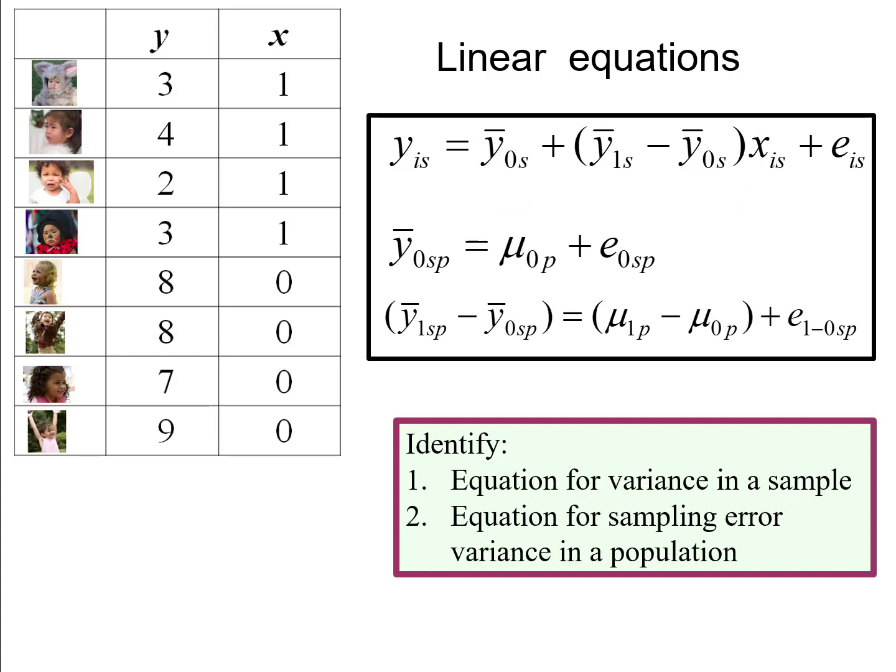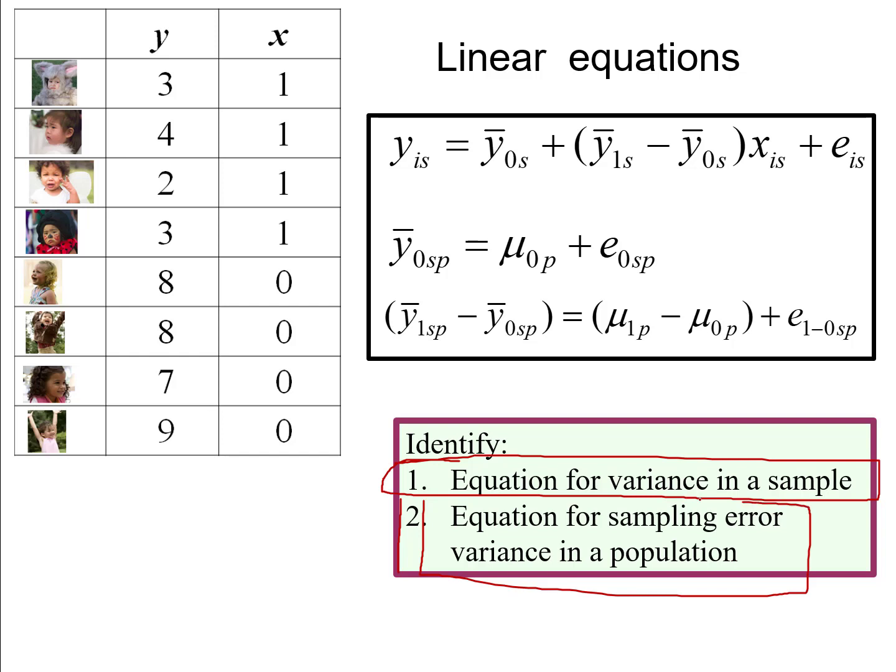Now, for every type of study that we've been discussing, I've given you two different linear equations. One linear equation has been the equation for variance in a sample, and the second linear equation has been the equation for sampling error variance in a population. Now, if we're doing a two samples study and making a contrast between two groups, we're actually going to have two equations for sampling error variance in a population.